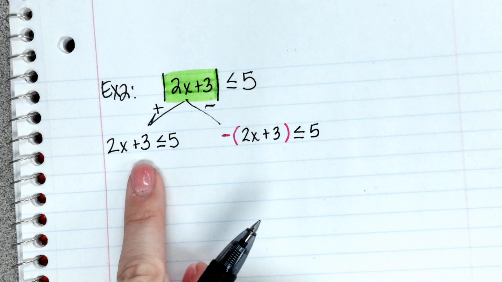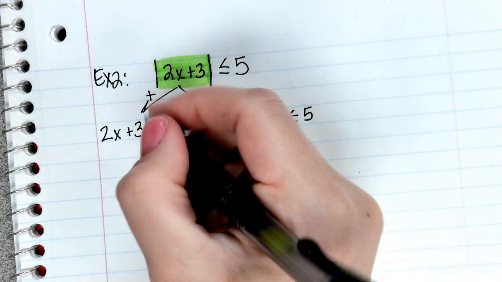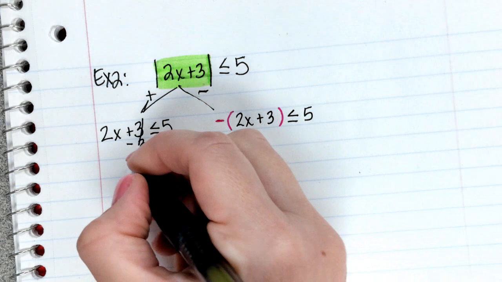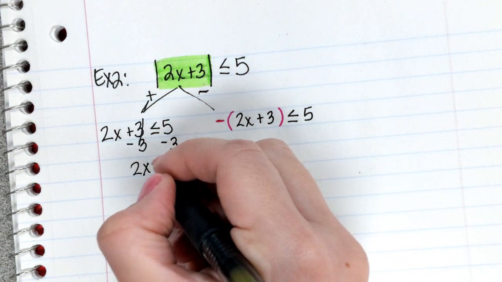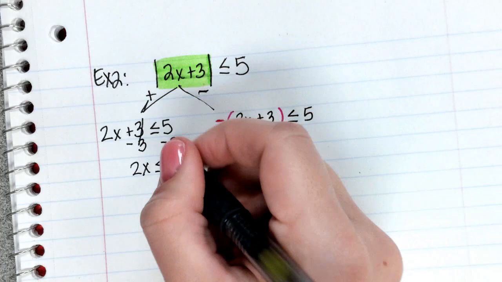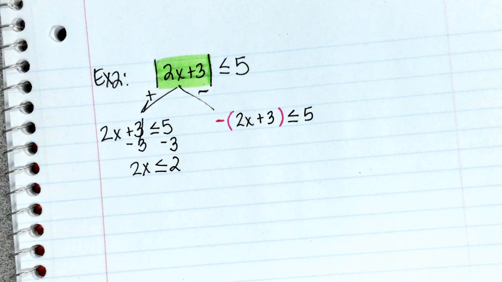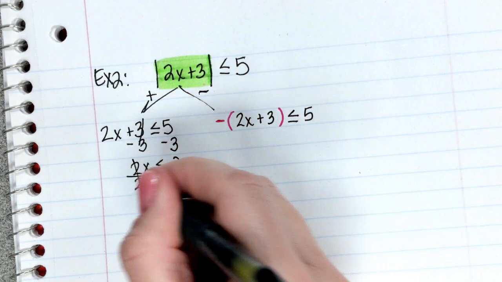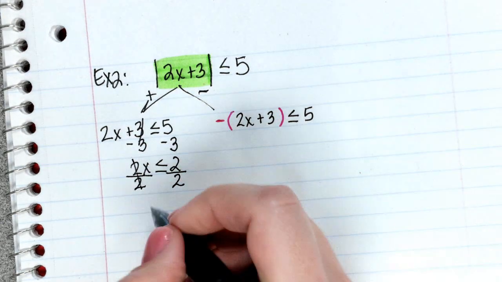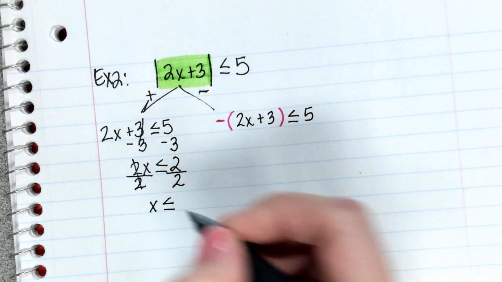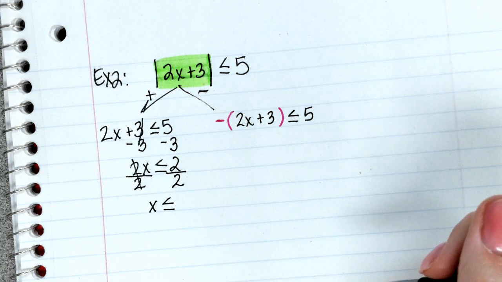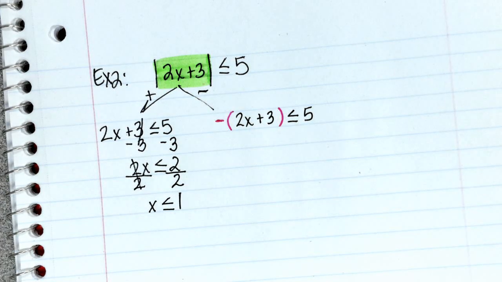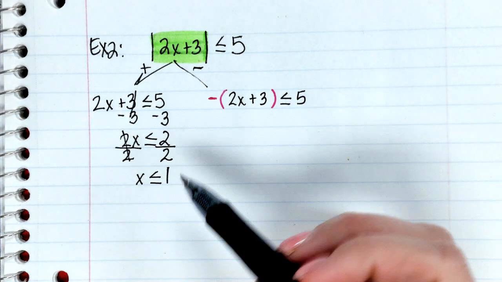Okay? So on the left side, we just subtract 3 and divide by 2, right? So 2x is less than or equal to 5 minus 3, which is 2. Then we divide by 2. So x is less than or equal to 2 divided by 2, which is 1. Okay, so we have that one.